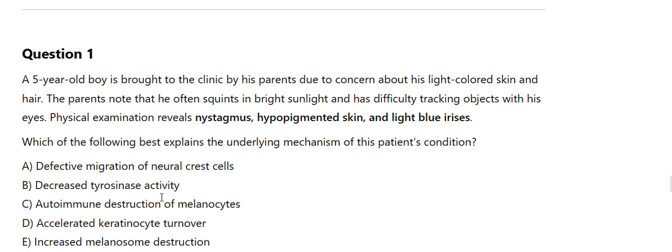Question 1. A 5-year-old boy is brought to the clinic by his parents due to concern about his light-colored skin and hair. The parents note that he often squints in bright sunlight and has difficulty tracking objects with his eyes. Physical examination reveals nystagmus, hypopigmented skin, and light blue irises. Which of the following best explains the underlying mechanism of this patient's condition?